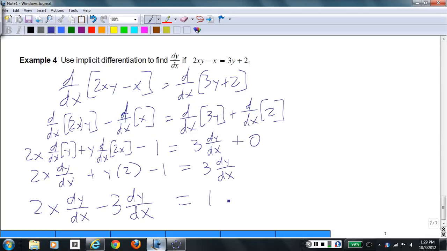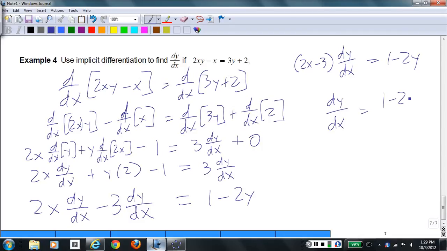I think I might prefer 1 minus 2y, but ask me again on another day and I might prefer negative 2y plus 1. So I'm going to go with that. Factor the dy/dx out of each expression on the left, and it'll be 2x minus 3 times dy/dx equals 1 minus 2y, and dy/dx then equals 1 minus 2y over 2x minus 3.